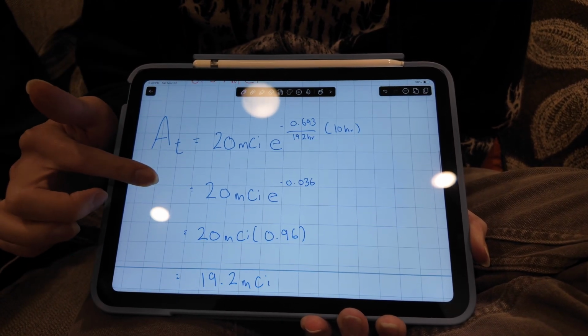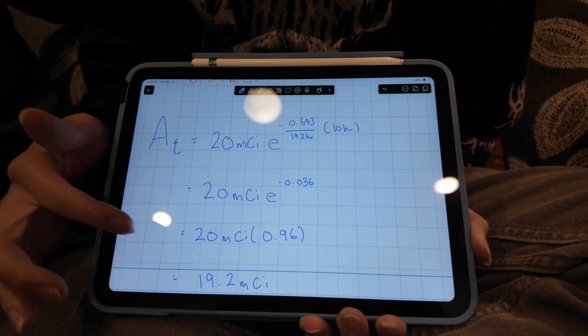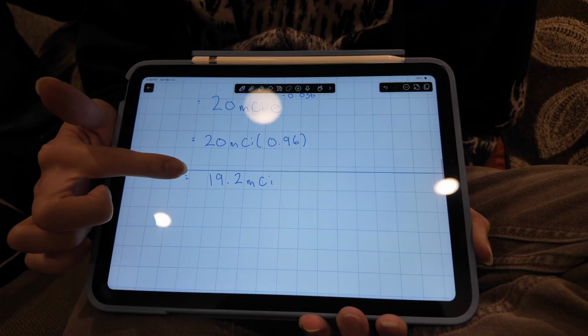But for the value for the iodine-131, we put in a value of 192 hours for its half-life, and we get a value of 19.2 millicuries.